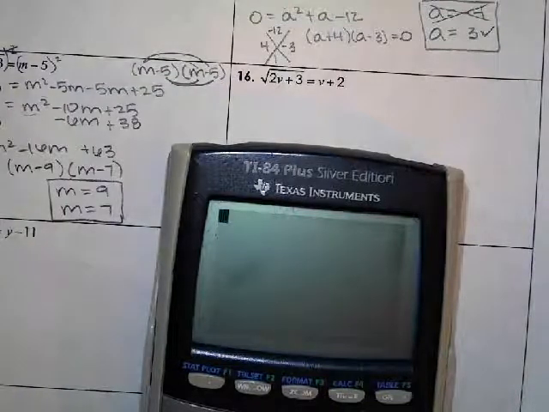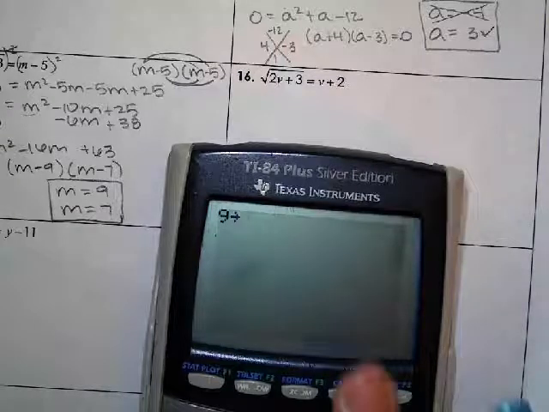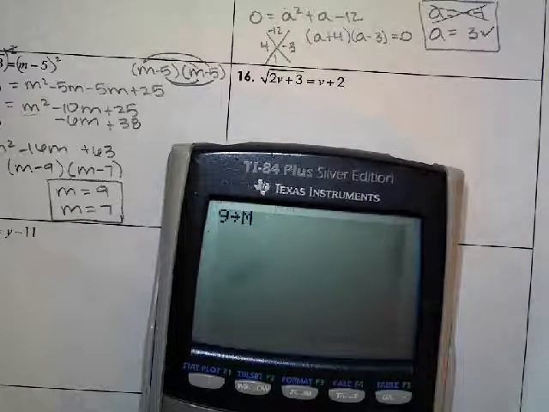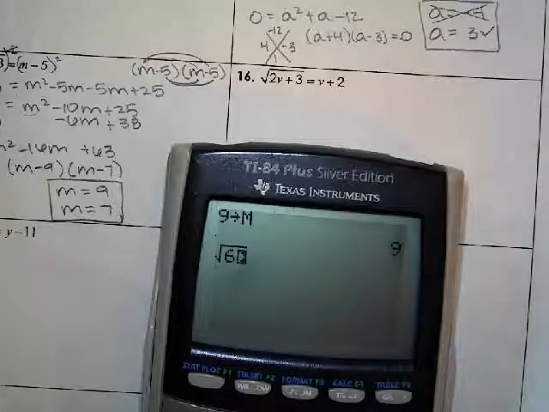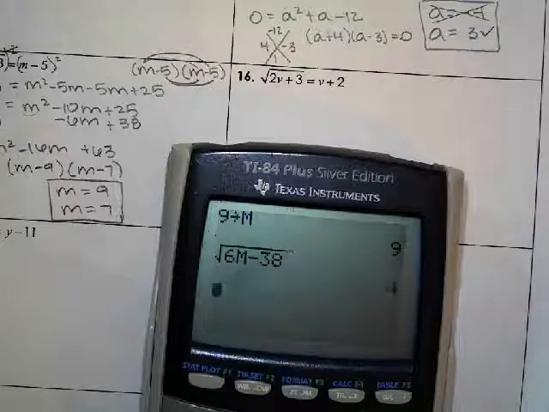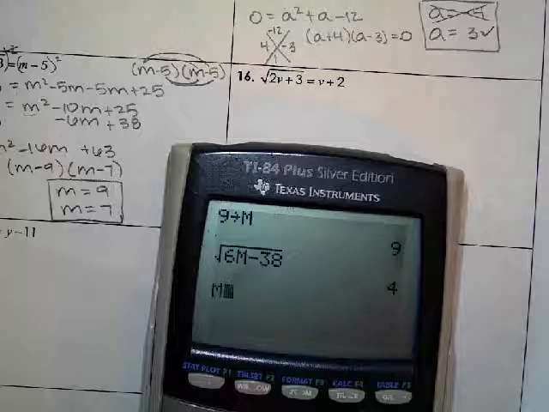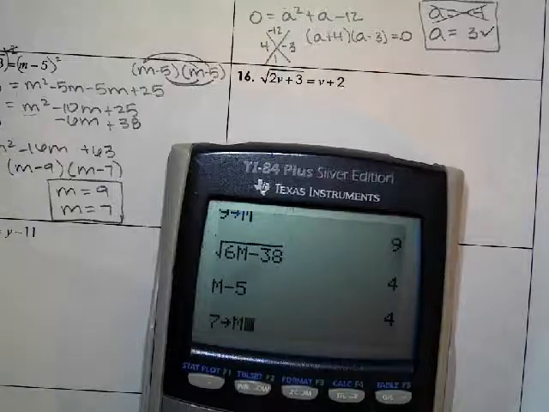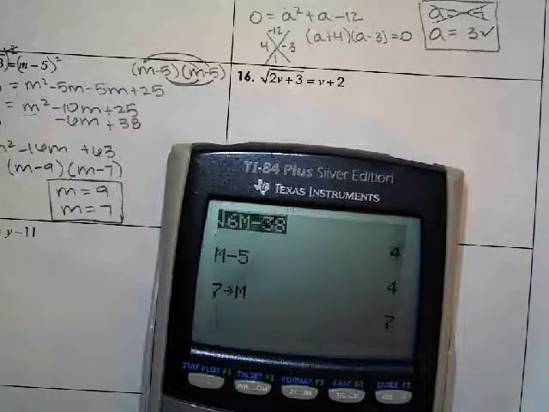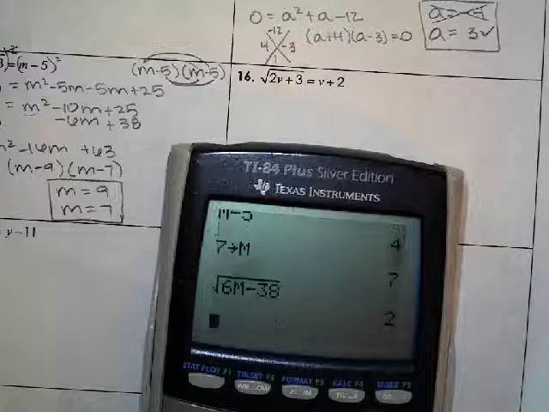So we're going to store a number as m, and then I've got square root 6m minus 38. I want to make sure that equals m minus 5. Yep. And then 7 stored as m. I'm going to plug it back in for both of those. 2, 2. They both work. So 2 answers this time.